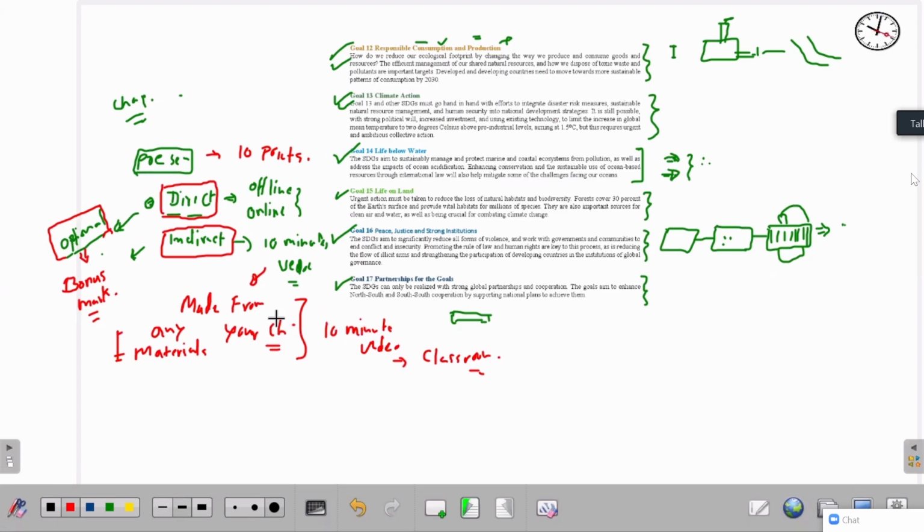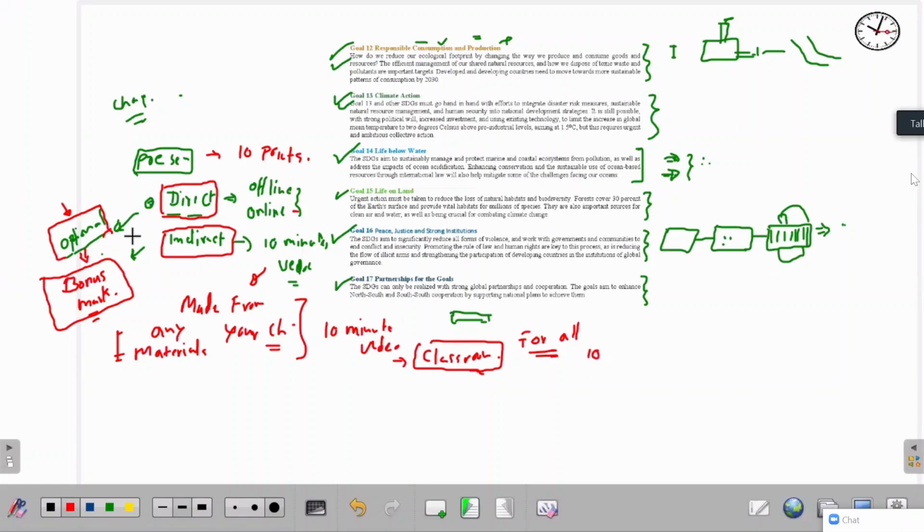Clear? Optional means either you take an offline presentation by PowerPoint or an online presentation like today's, online through Zoom. It is optional, and if you do this, you will get bonus marks, but the 10 minutes video is compulsory for all. You will get marks out of 10 for the video and bonus marks for the optional one. Is it clear to you?